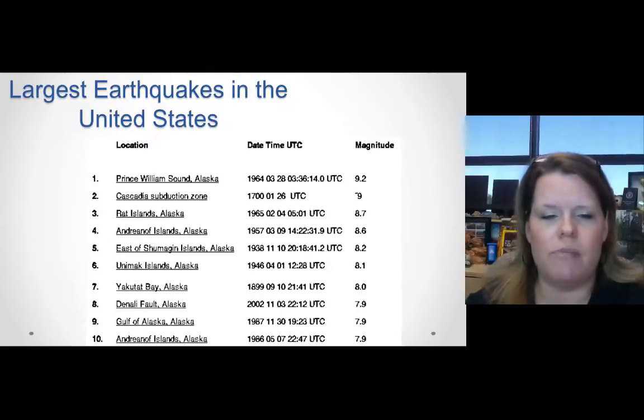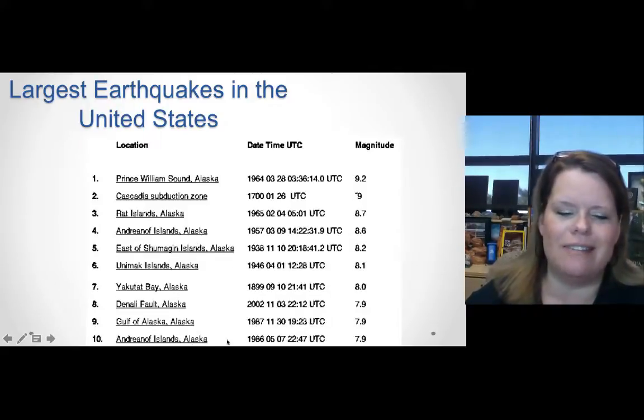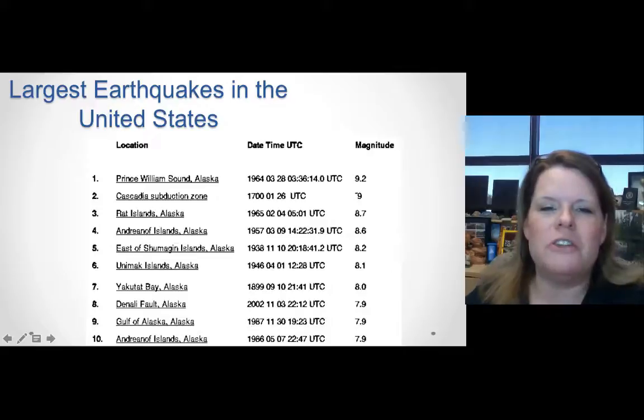So I'm going to tell you straight up on all of these: Alaska, Cascadia, Alaska. These are all subduction zones.